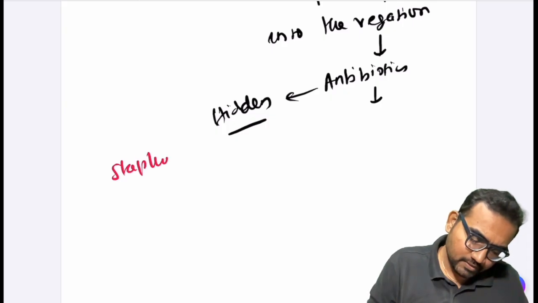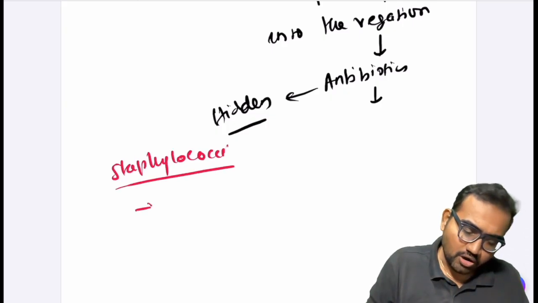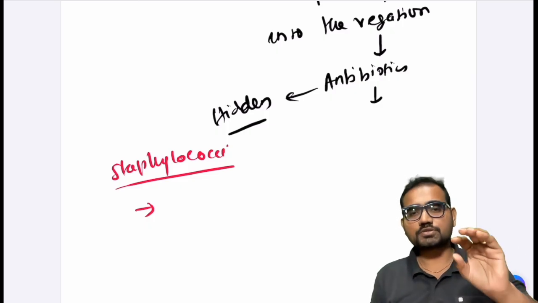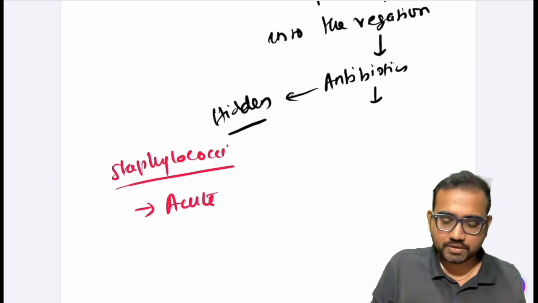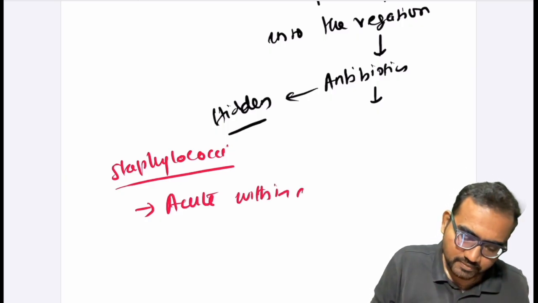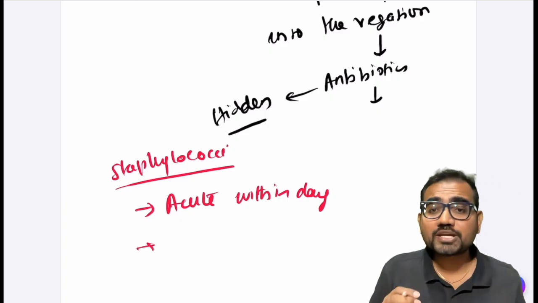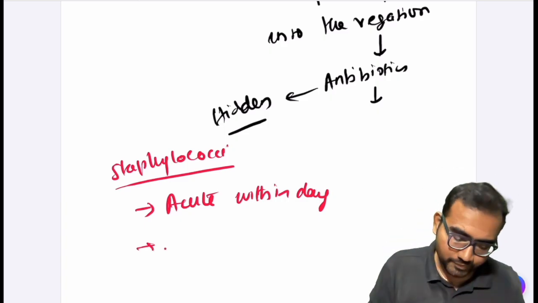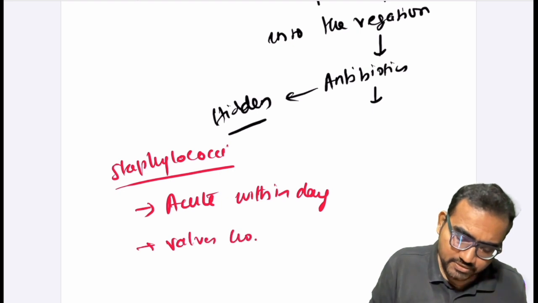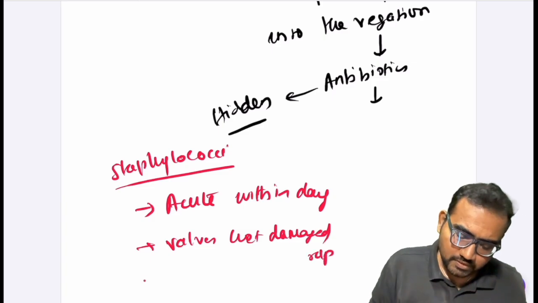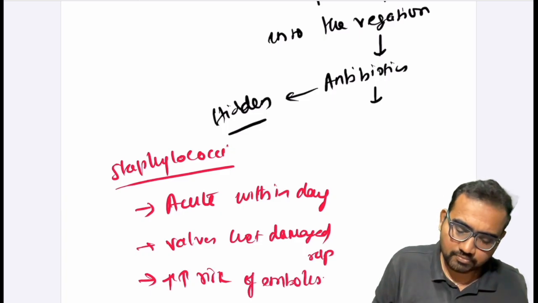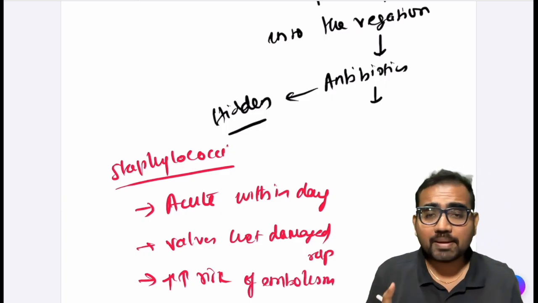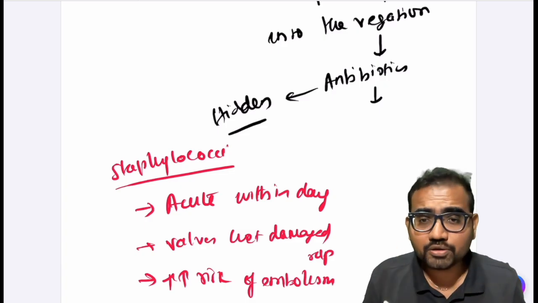Staphylococci, if you see, the onset is going to be rapid. When a Staphylococci infection goes and infects the sterile vegetations, it is going to be acute, rapid, within days. And the prosthetic valve is going to get damaged more rapidly, and there is going to be increased risk of embolism. So I'm going to call this acute infective endocarditis.